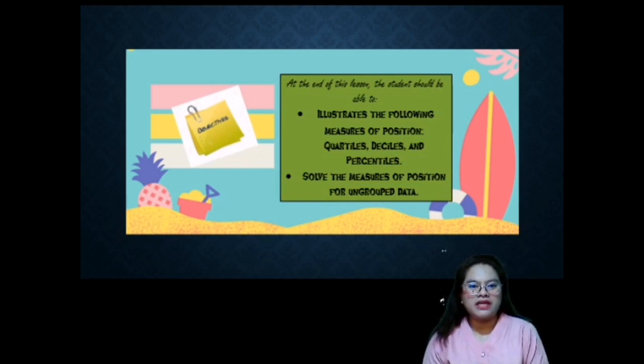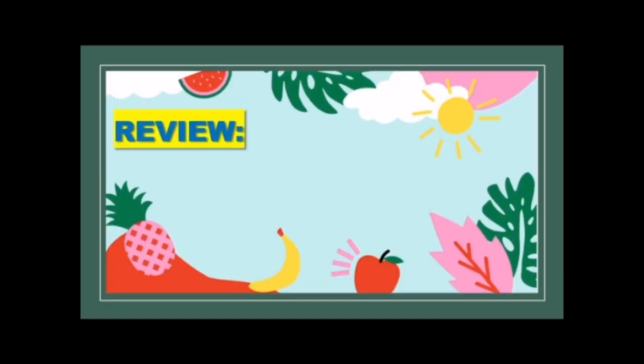In today's episode, you are expected to illustrate the following measures of position: quartiles, deciles, and percentiles. Next, solve the measures of position for the ungrouped data.